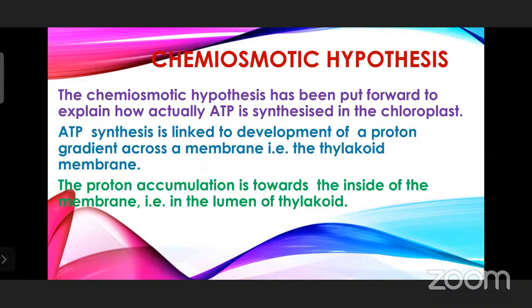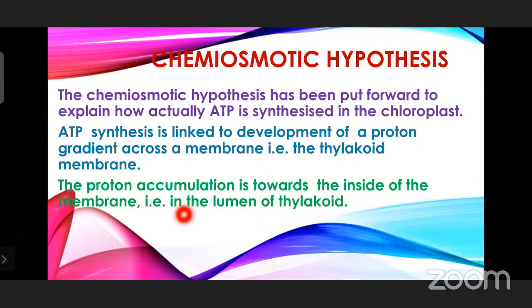The proton accumulation is towards the inside of the membrane. That means in the lumen. So where are the protons present? These protons are present in the lumen of thylakoid, inside of the thylakoid. And when the gradient is high, from higher to lower concentration, the diffusion will be taking place. You know that diffusion is nothing but movement of molecules from higher concentration to lower concentration, or we can say higher gradient to lower gradient.